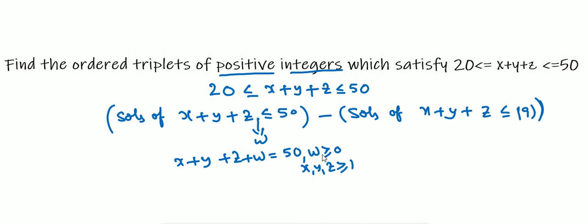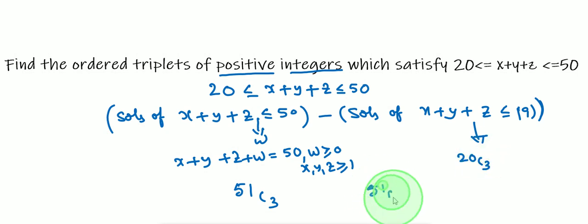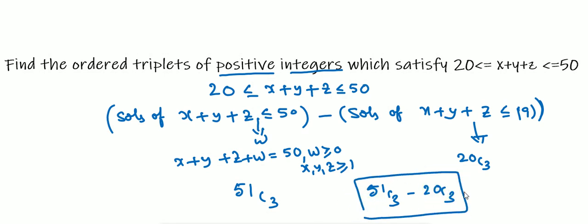In that case, you would get 51c3. In the second case you follow the same way, and 20c3 would be the answer. So finally 51c3 minus 20c3 is the possible answer. I hope you can understand. I was pretty fast here, quickly writing these things. Using the previous knowledge, you can directly apply and understand.